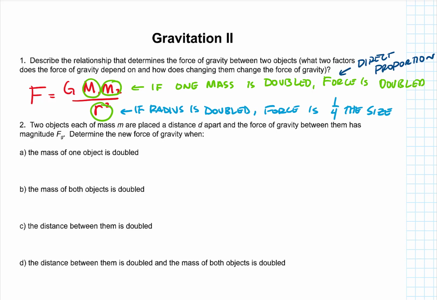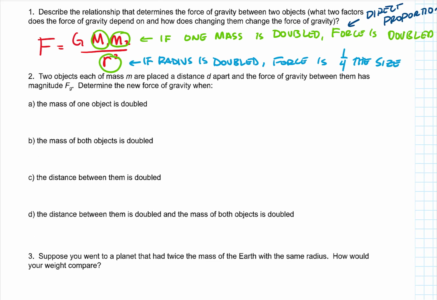And these next ones are going to be sort of practice doing that. So two objects, each of mass m, are placed a distance d apart, and the force of gravity between them is a magnitude Fg. What happens when? So our original force, Fg, is G times m times m over d squared.